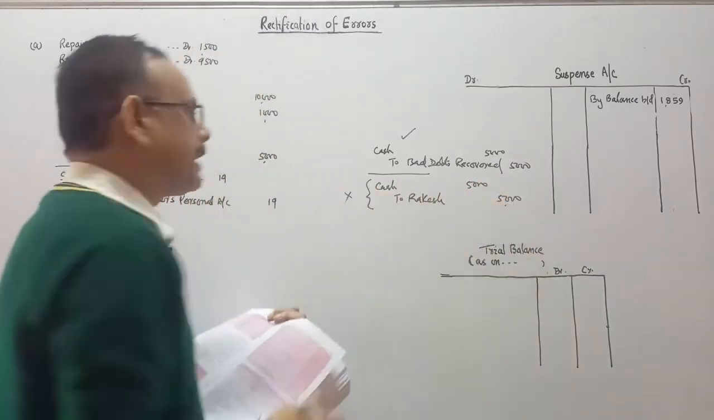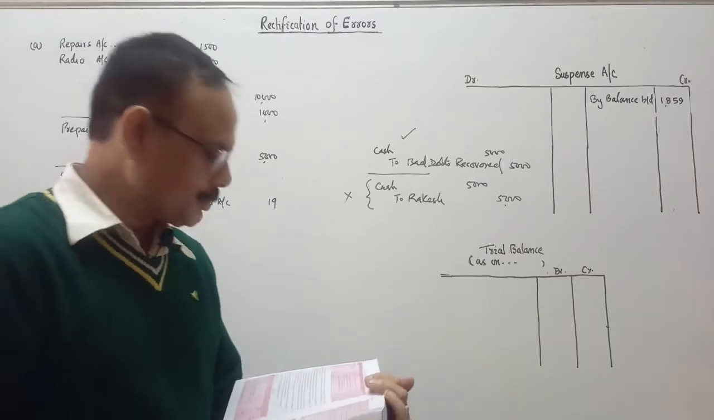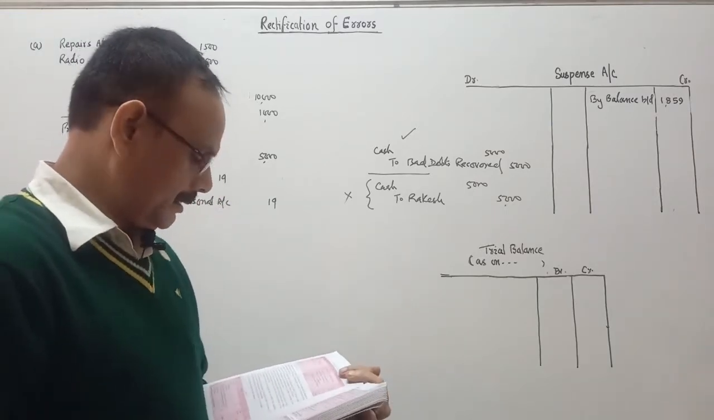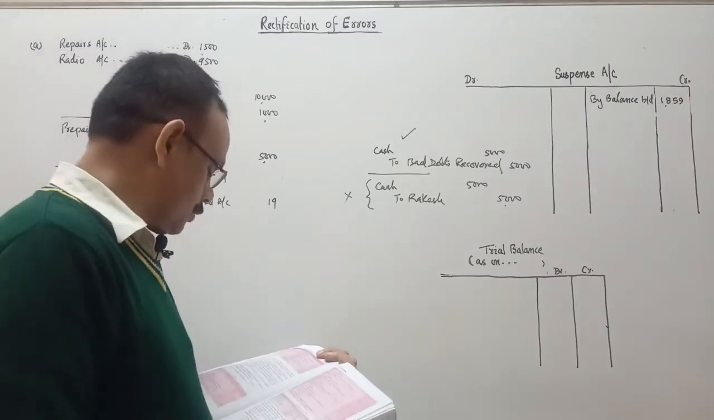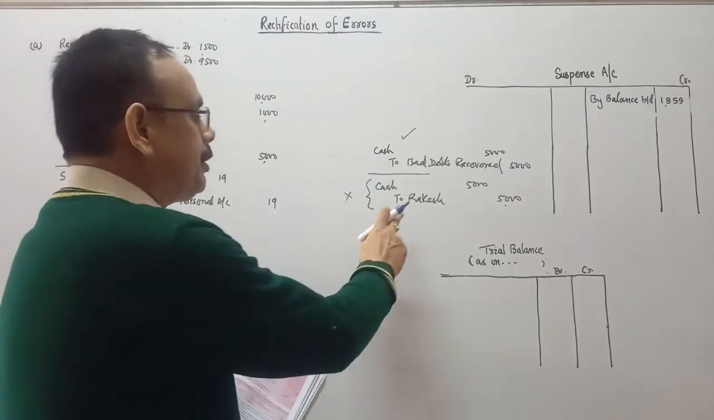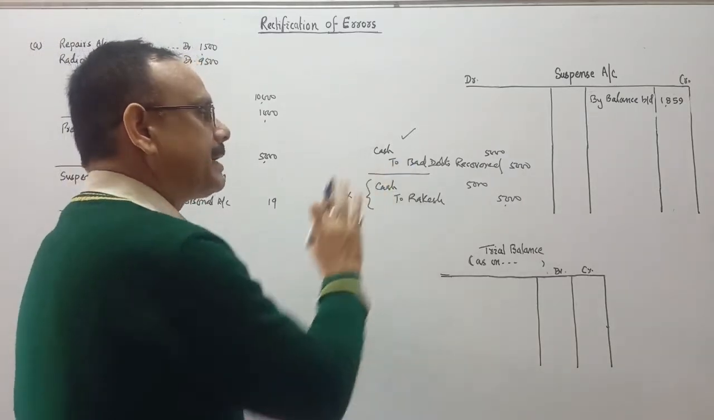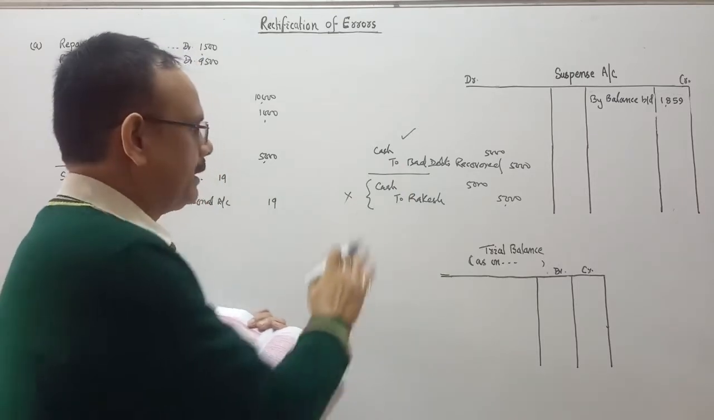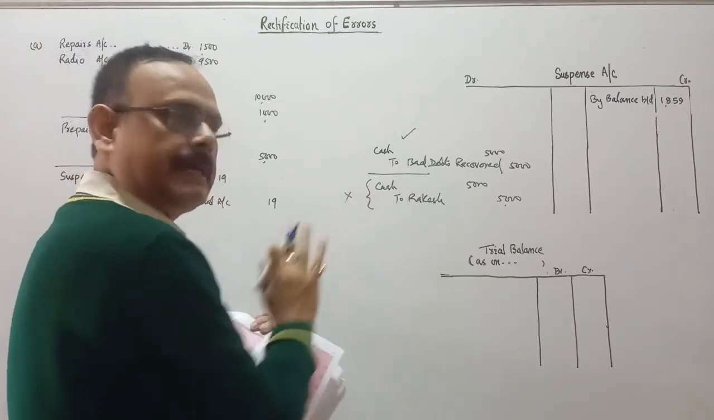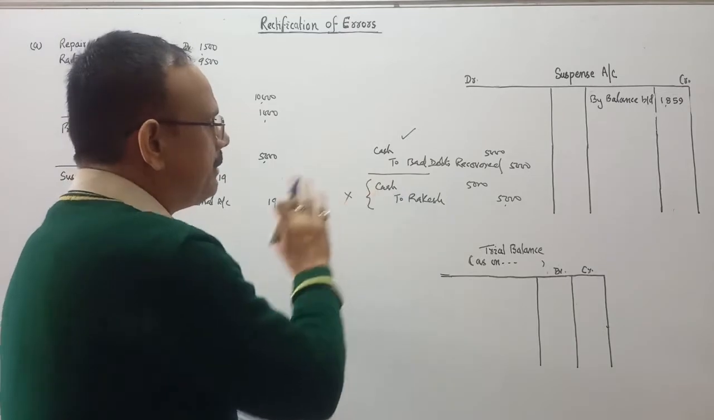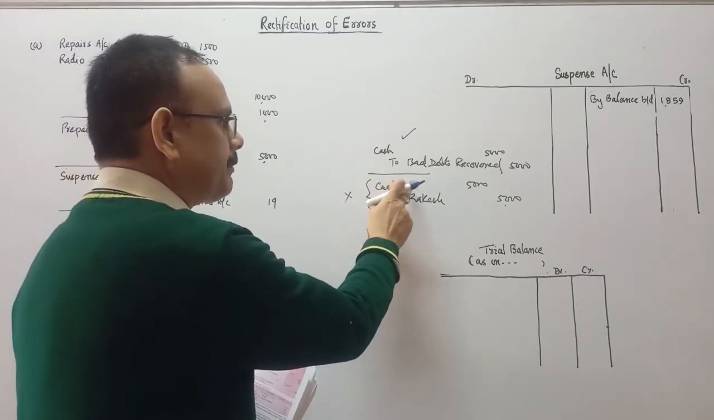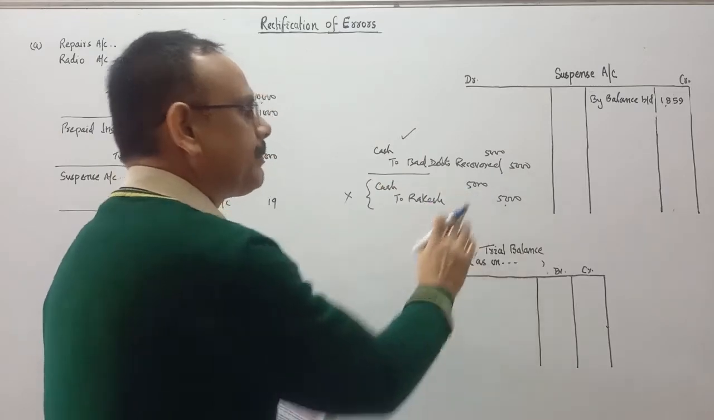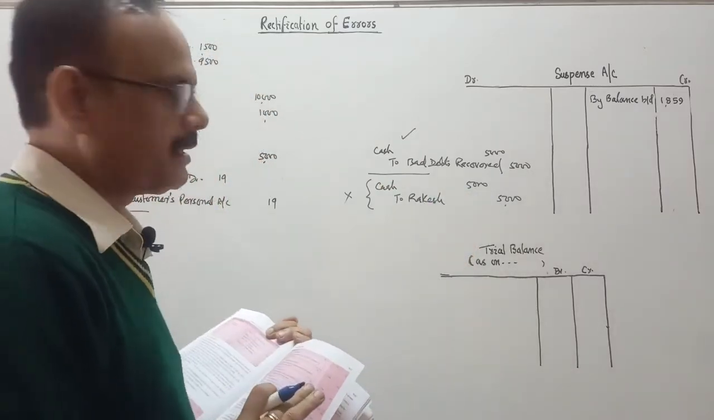Rakesh should not be credited. Bad debts recovered should be credited. It has been posted to the personal account of Rakesh, so instead of Rakesh, it should be bad debts recovered. The error is clear, but the trial balance will match because of this error, because every debit has a corresponding credit with the same amount, so the trial balance will match.